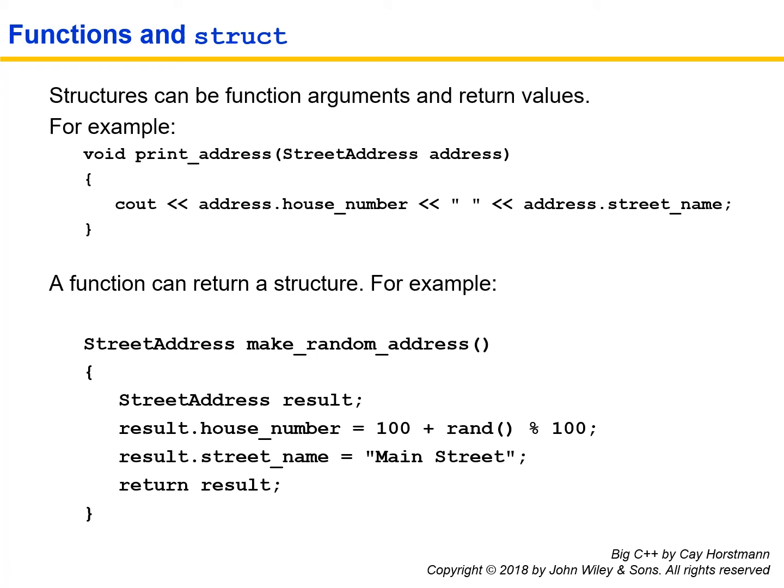Structures can be function arguments and return values, okay? So you can pass a street address to a function print address. You can also have a function that returns a structure. Now, this is cool because so far in C++ we have not been able to return more than one value from a function. But if we wanted to here, we can return a house number and a street name from one function. You could also imagine creating a structure called point that has an int x and an int y, and that way you can return both an x and a y value from a function.